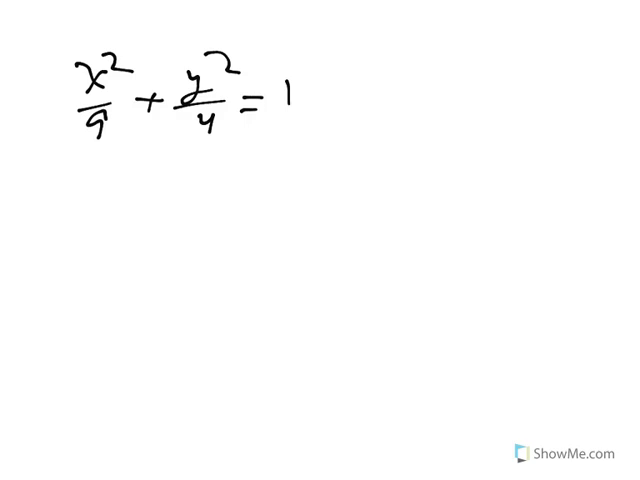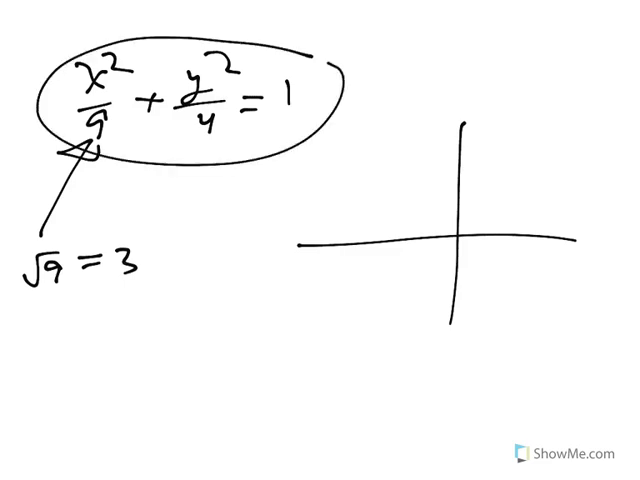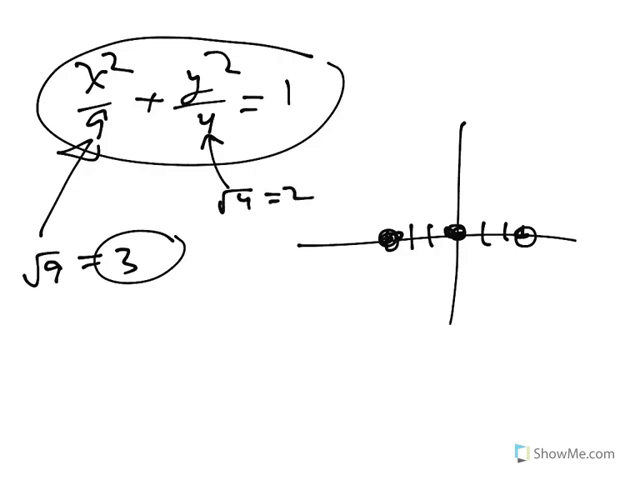So if it looks like this, we take the square root of the thing that's underneath the x squared, that's going to be 3. Oh, and by the way, ellipses like this have (0, 0) as their center, just like a circle has a center. This 3, we're going to go to the right and to the left this amount to get two of the points on the ellipse. The square root of the thing underneath the y squared is 2, so I go 2 up and 2 down, and then I connect to get my ellipse.